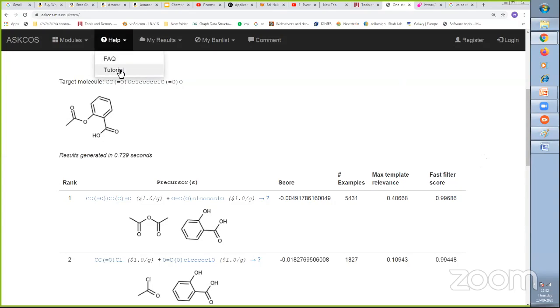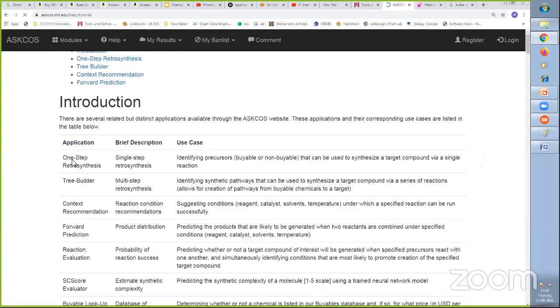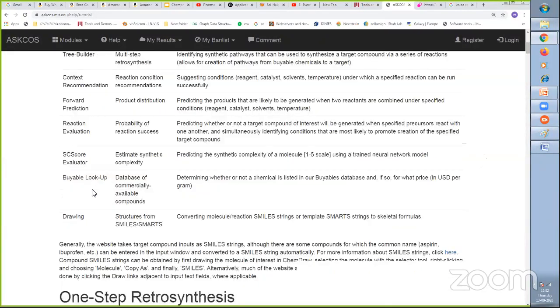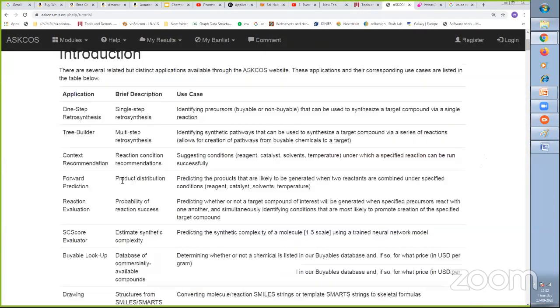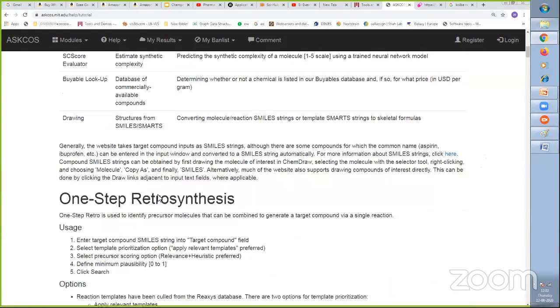So you can always go to the tutorial. See, there's a fact and tutorial. For this kind of questions, you can go and check. For example, we just used this application for retrosynthesis. If you want a multi-step retrosynthesis, like for very difficult ones like remdesivir and all those things, you can use the tree builder. So there are different recommendations given.